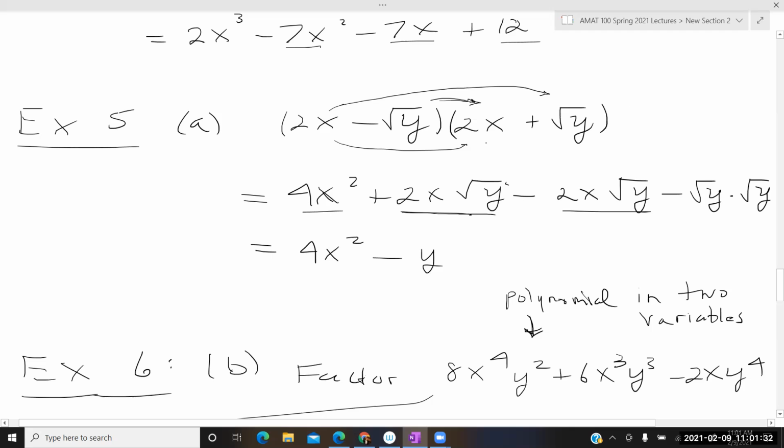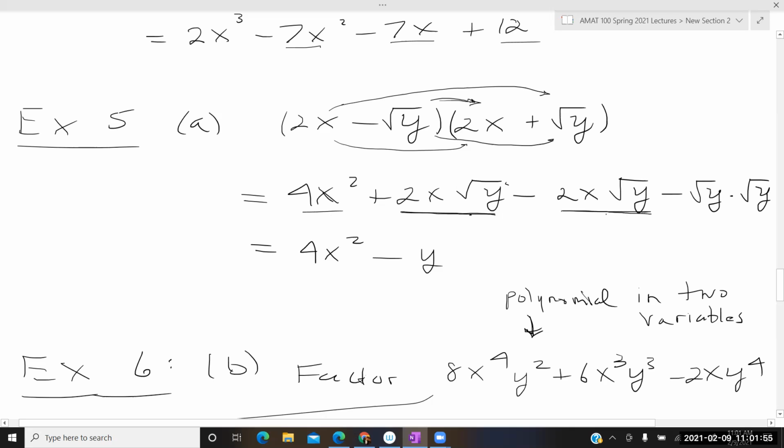And now the last times the last gives you negative y square root of y times square root of y. I do this foiling in this way. That's not really foiling, but I multiply in this way because it puts together the terms that need to be associated automatically. We have these middle terms that will cancel out.